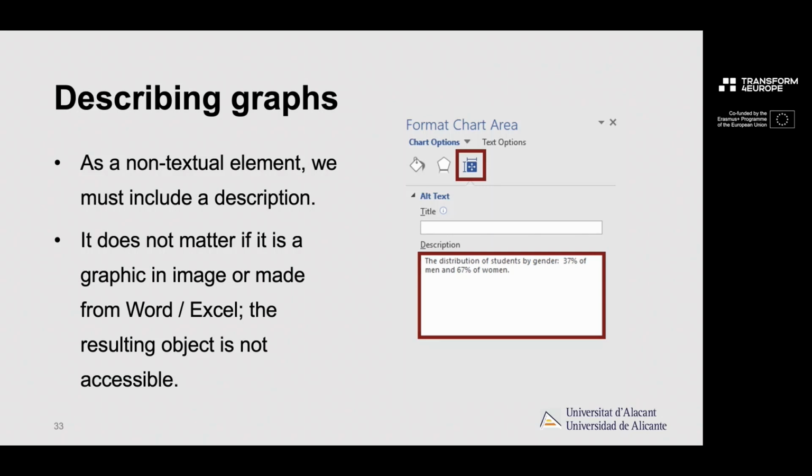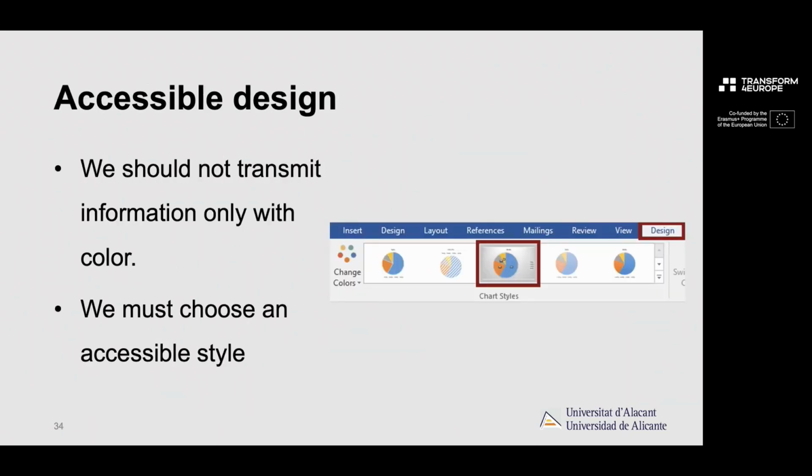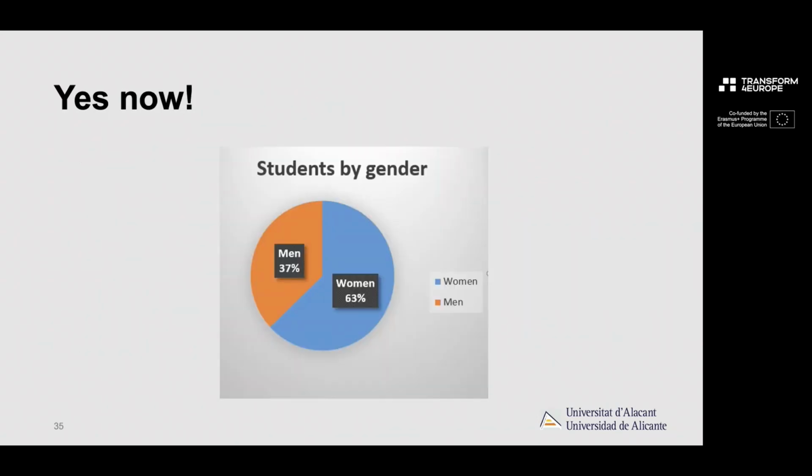So how can we create an accessible chart? There are two rules. One, we should not transmit information only with the color, and we must choose an accessible style. Now, our graph is accessible. Why? Because now we can see the data directly inside of the part of the charts, in addition to transmitting information through the color, and there is enough contrast color between the chart and the legend of the data.